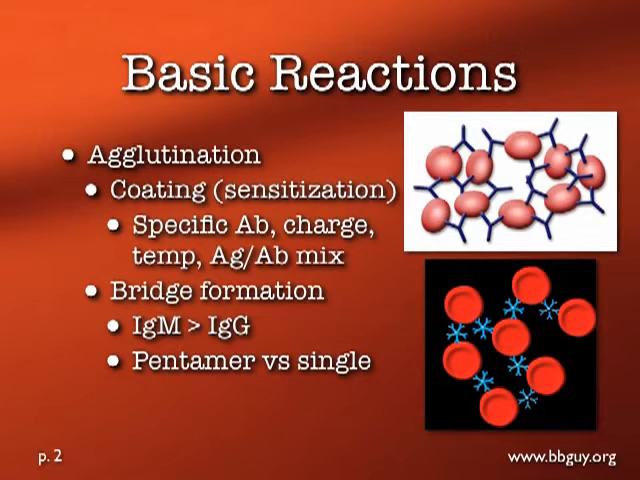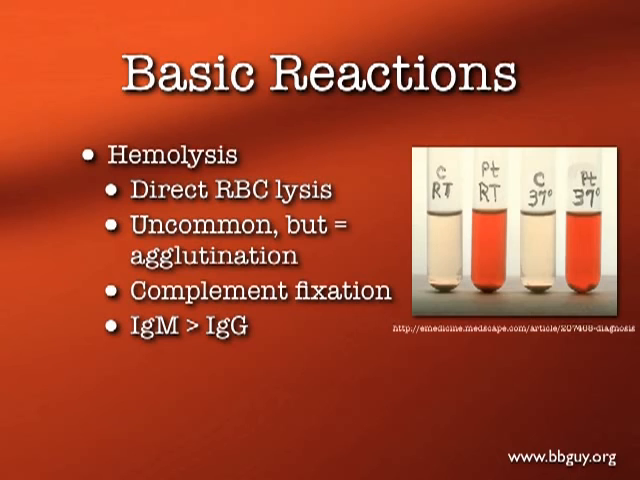Okay, let's go on and talk about the basic reactions in blood banking, the things that we look for. Certainly, agglutination, as we talked about in the last podcast, is the most basic reaction in blood banking. It's the coating and then bridge formation of red cell antibodies, which you see illustrated in the images on the right. There are a lot of different things that go into making the coating work better and making the bridge formation happen better, and we'll talk about those individually as we go along.